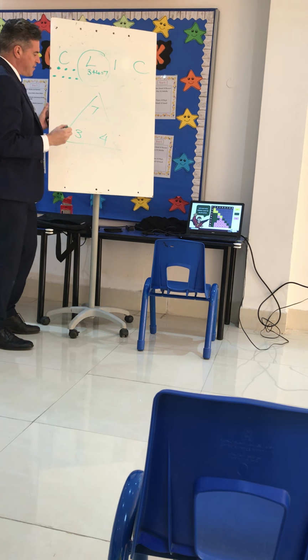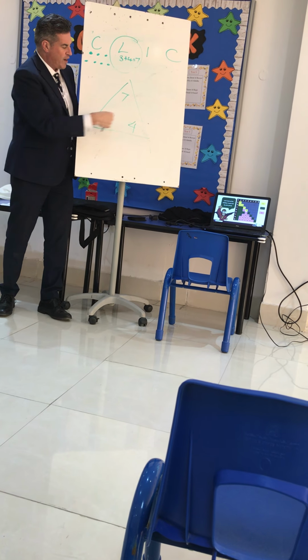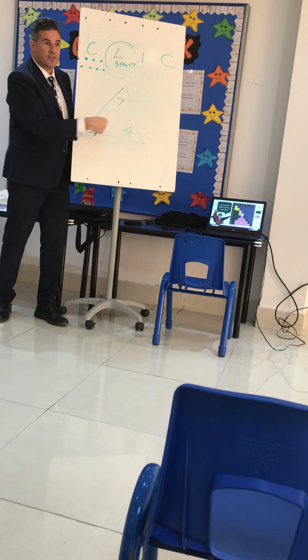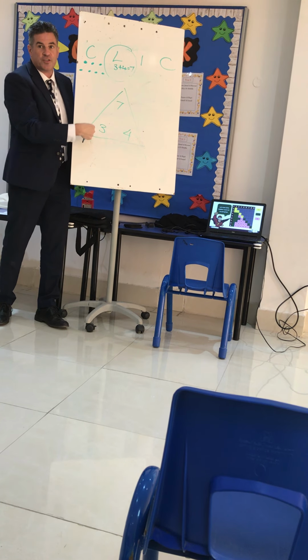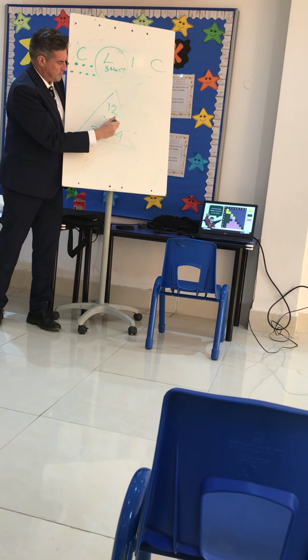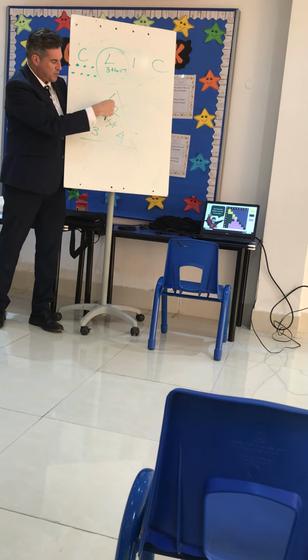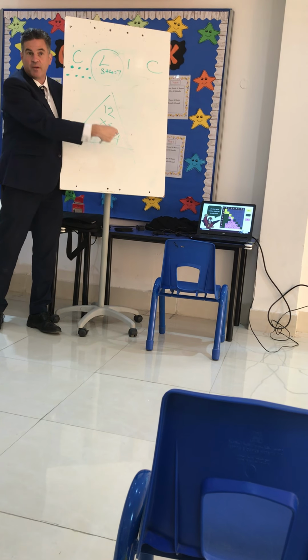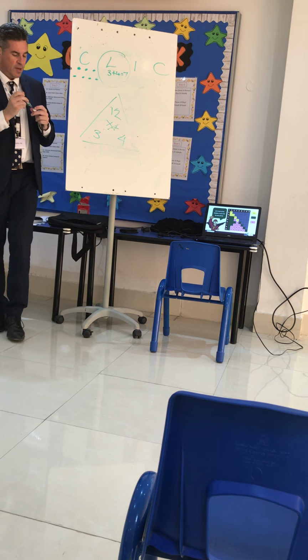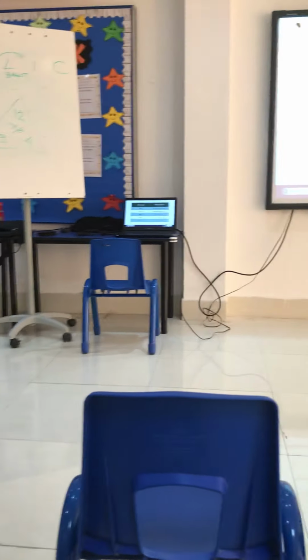3 and 4 is 7, get the children to point to them. 3 add 4 is 7, 4 add 3 is 7, 7 take away 3 is 4, 7 take away 4 is 3. Same this way. 3 times 4 is 12, 4 times 3 is 12, 12 divided by 3 is 4, 12 divided by 4 is 3. So building in those switches and fact families is really good.